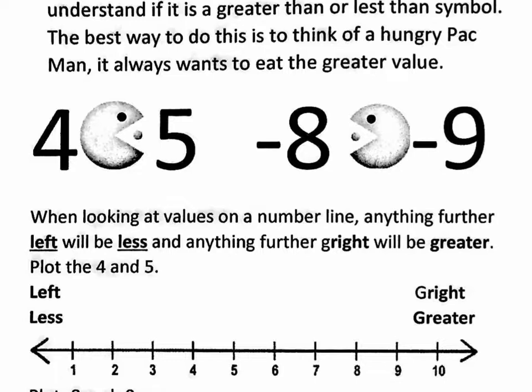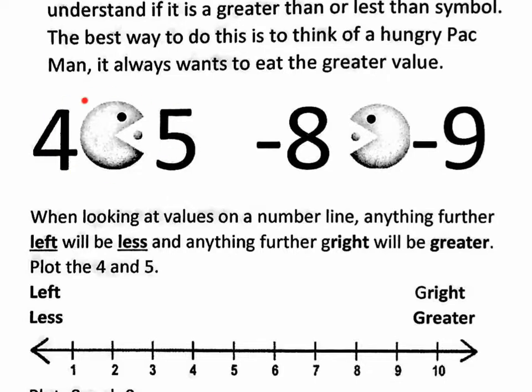Now, I know some of you are thinking, wait a minute, isn't 9 bigger than 8? Okay, that's true. 9 is bigger than 8, but when you think about the number line itself, whatever's on the left side or further left is going to be less. Whatever's further right is going to be greater. Let me explain this a little.